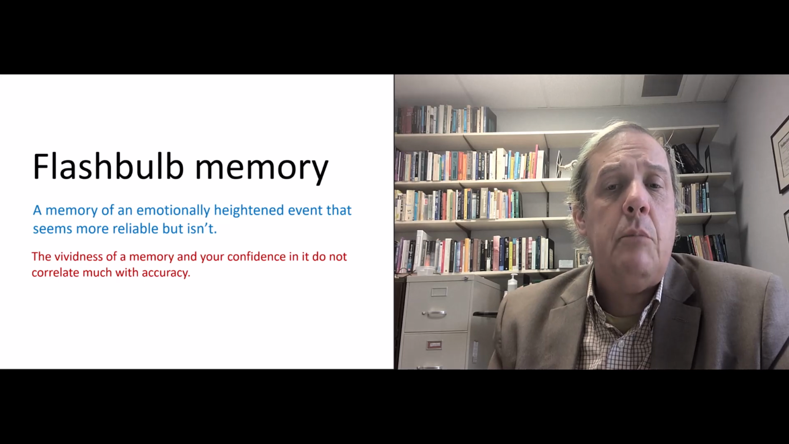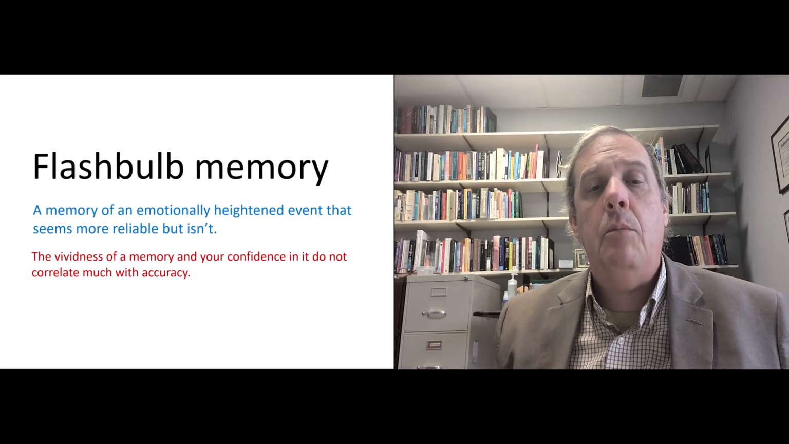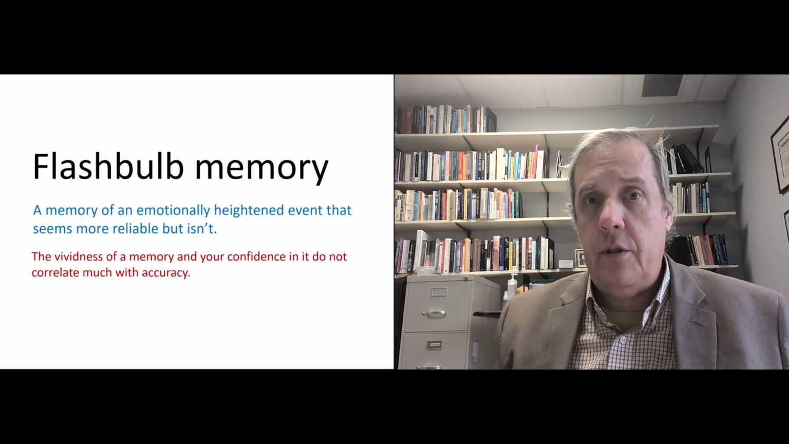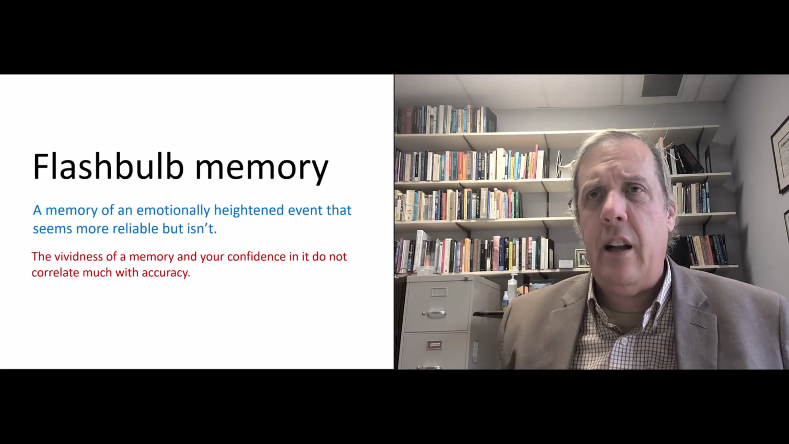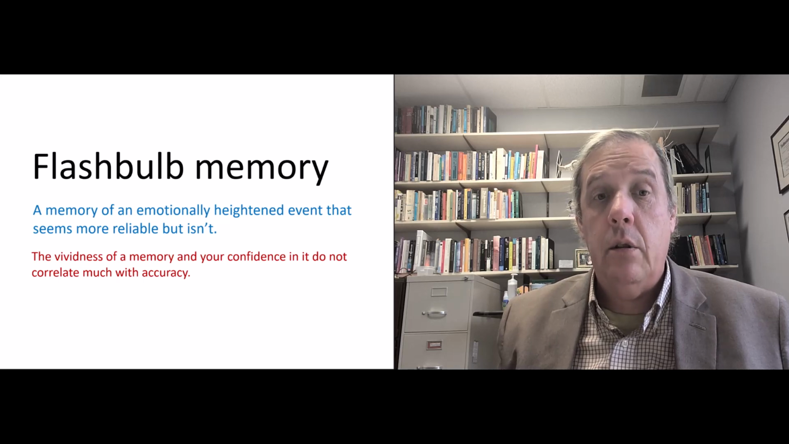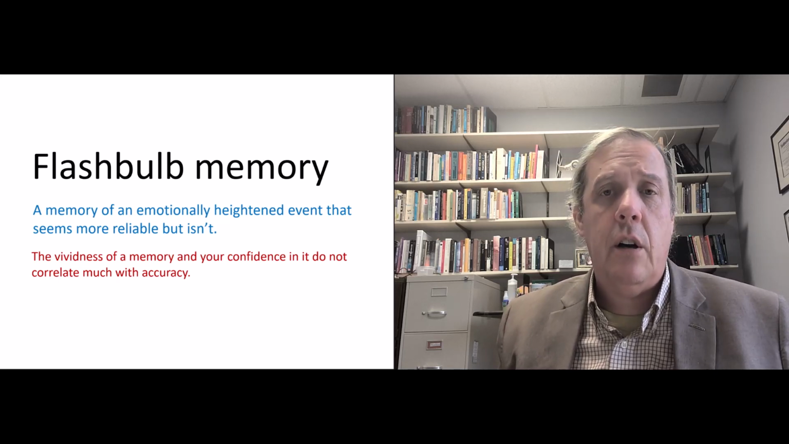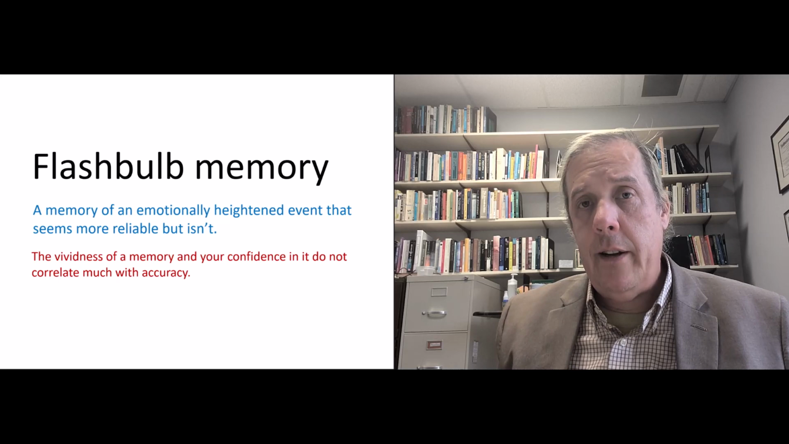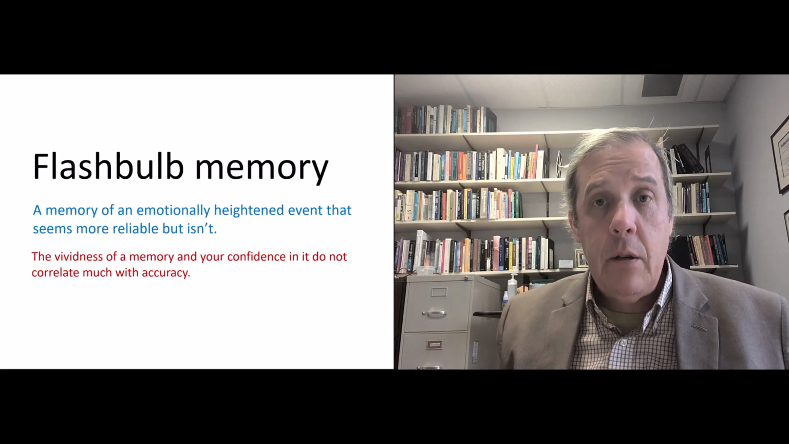So this is just a memory of an emotionally heightened event. When things are emotionally heightened, it can improve your memory. It can also distort your memory. The emotional weight that you put on a memory may not have originally been there. It may have been applied later. The vividness of your memory and your confidence in it do not correlate much with accuracy. And in this context, they talk a lot about memories of trauma, which can be suppressed, but they can also be implanted. And I think they do a pretty good job of just recognizing that both of these things happen.